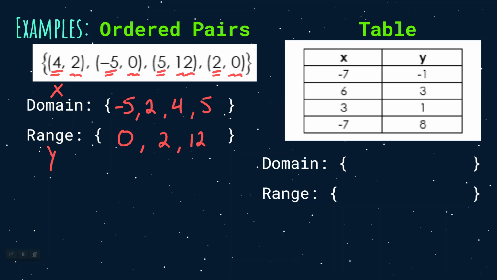From a table, I'm really just listing out exactly what I see. I have x values here. That's the domain. So that's -7, 3, and 6. That's just ordered from least to greatest, and I don't have to write the -7 twice. And then the range, so all my y values, that's -1, 1, 3, and 8.